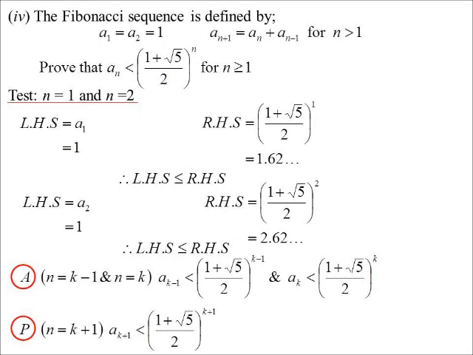So we're going to try and prove term k plus 1 is less than ((1 + root 5)/2) to the power of k plus 1. So okay, there's the formula for the pattern of the Fibonacci sequence. Sub in my two assumptions. So ((1 + root 5)/2) to the power of k plus ((1 + root 5)/2) to the power of k minus 1. And we're trying to show that this is less than ((1 + root 5)/2) to the power of k plus 1.